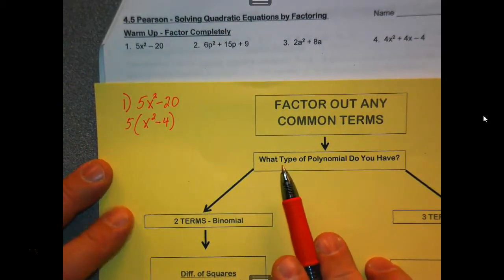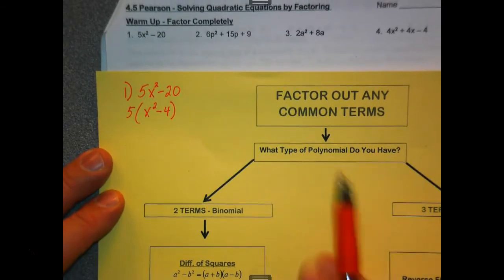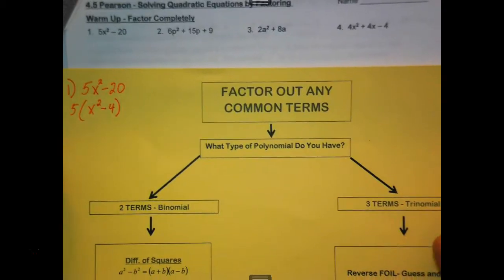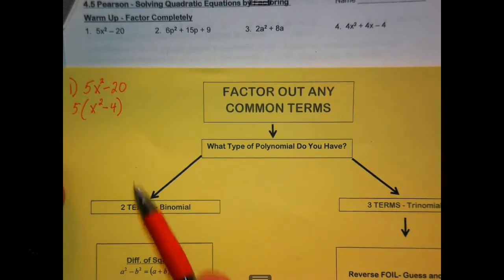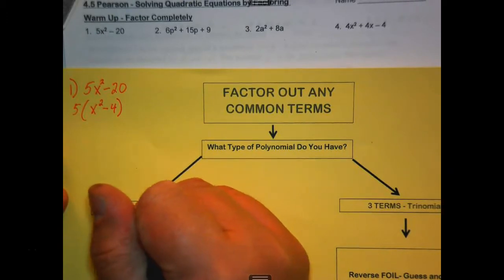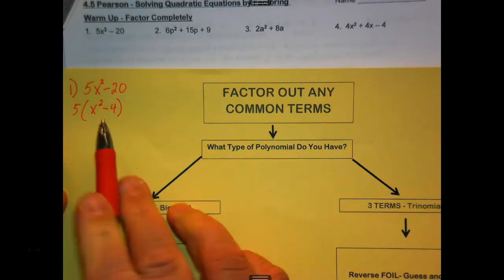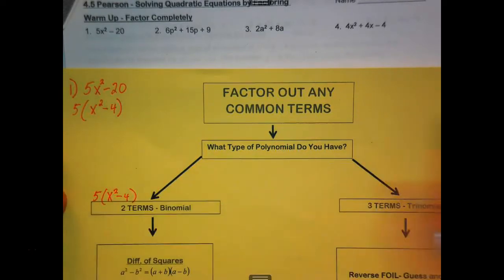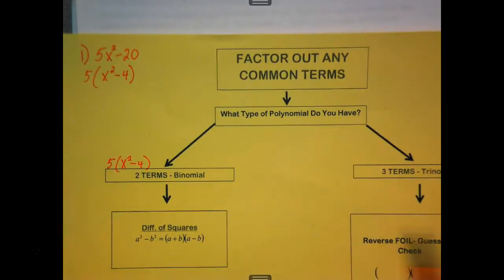Then we have to decide what type of polynomial I have. Let's see where this little flowchart goes. Do I have two terms? Why, yes, as a matter of fact, I do. I have 5 times x squared minus 4, or it might be easier to understand looking at 5x squared minus 20.